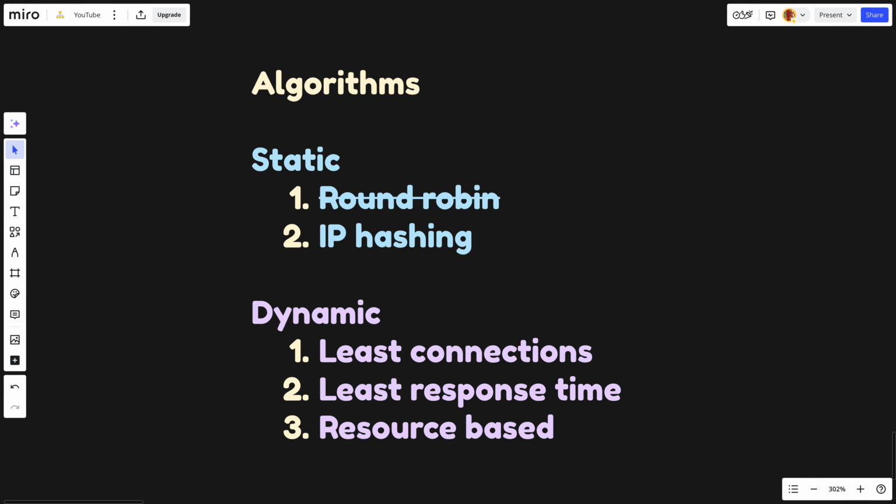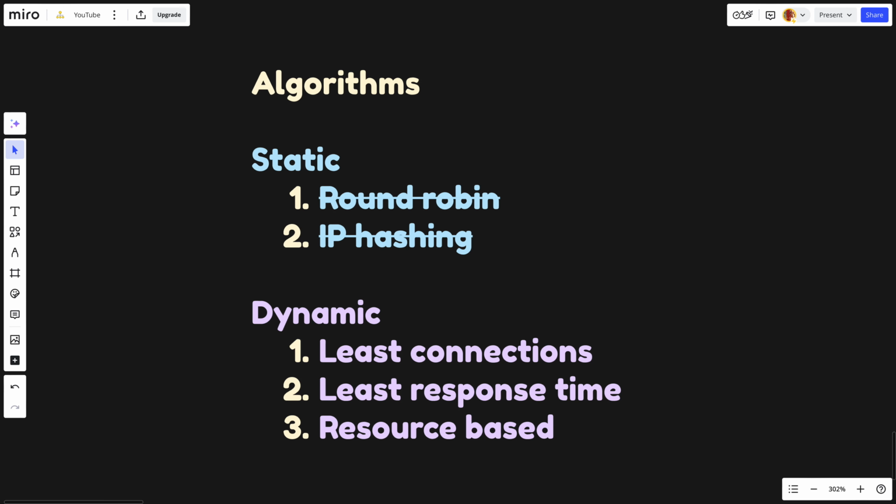The next technique is IP hashing. IP hashing, as the name suggests, means you take the IP address of the incoming request, you hash it out, and based on that hash, you decide which server this request goes to. Now, these are more of a static approach, and this might not be the best case for each and every scenario. So you can also have dynamic load balancing algorithms.